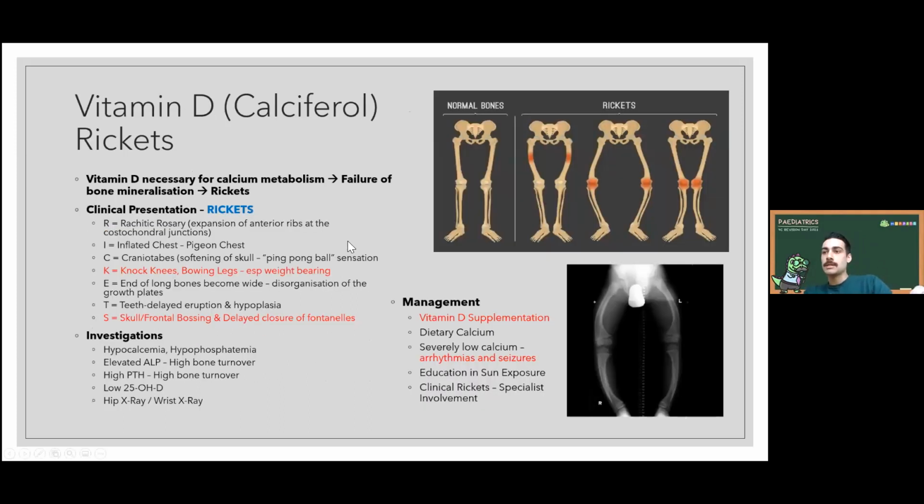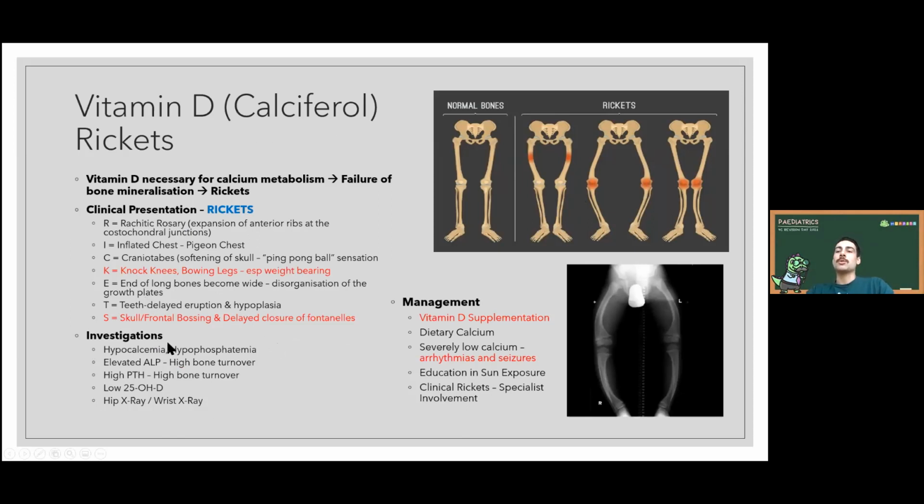Vitamin D deficiency, which leads to rickets, is an important one to know. Vitamin D is necessary for calcium metabolism, and without vitamin D, you get failure of bone mineralization and that leads to rickets. There's an acronym for rickets presentation, but the main things are the bones of the legs and the knock knees, and the skull frontal bossing and delayed closure of the fontanelles.